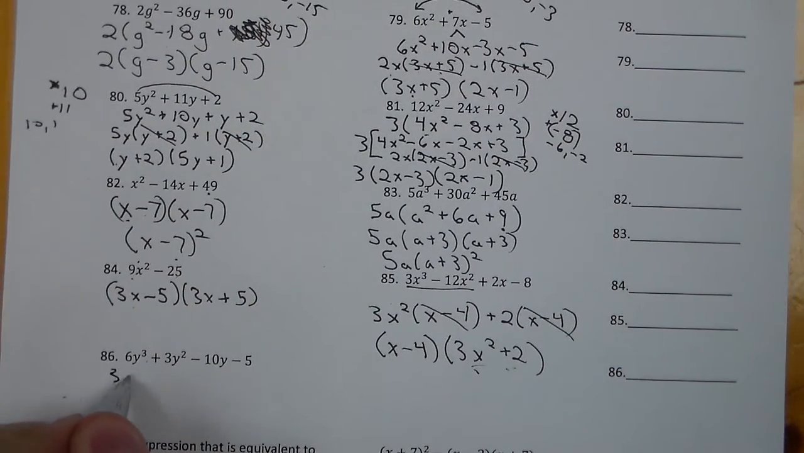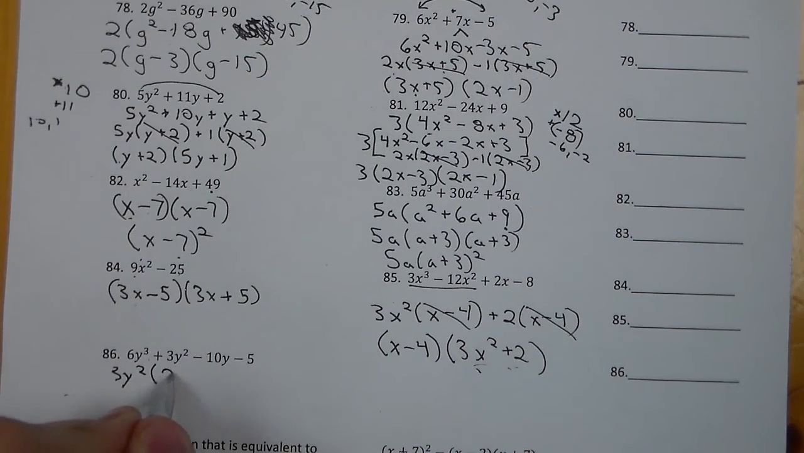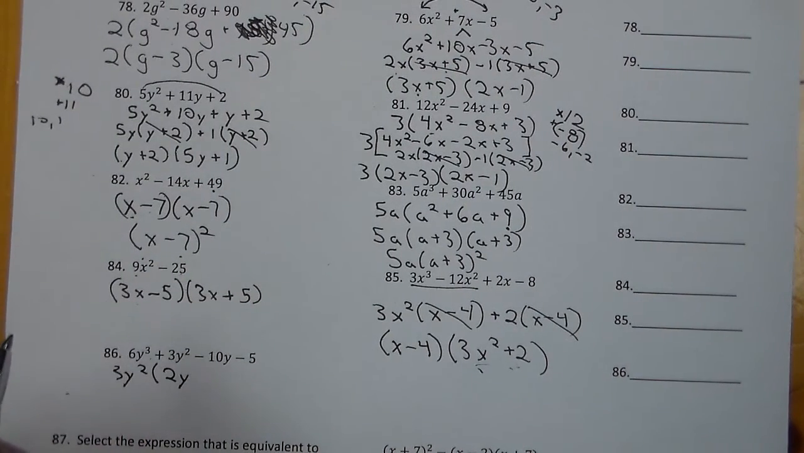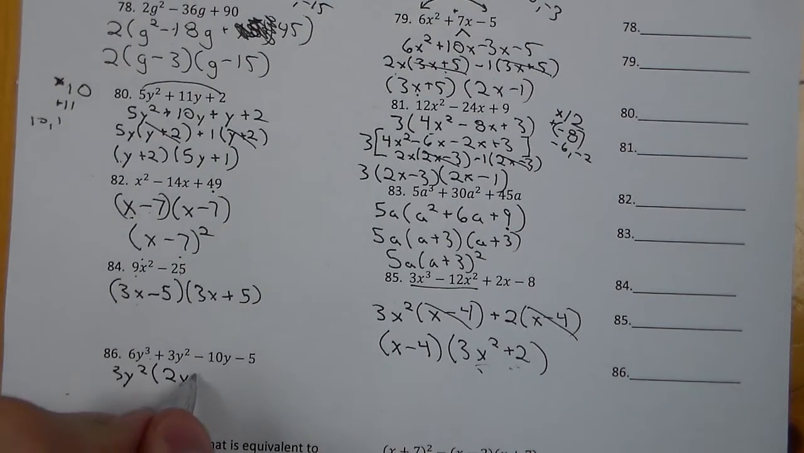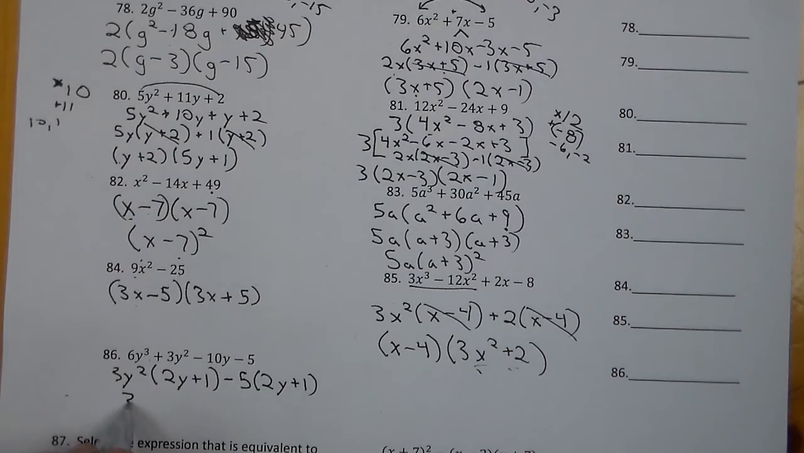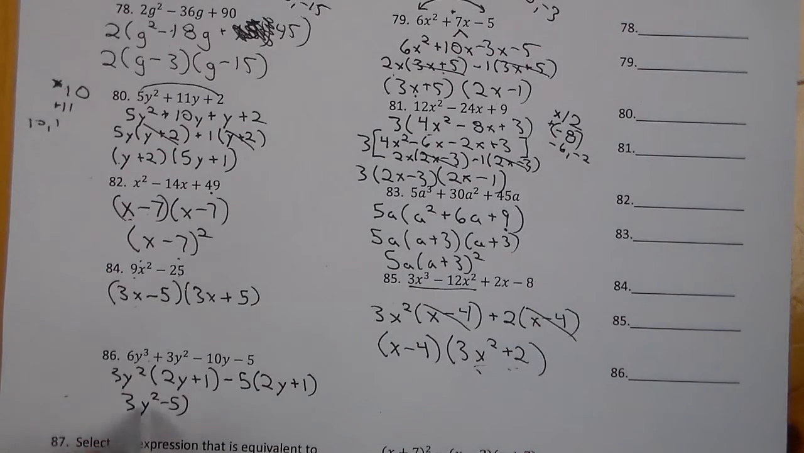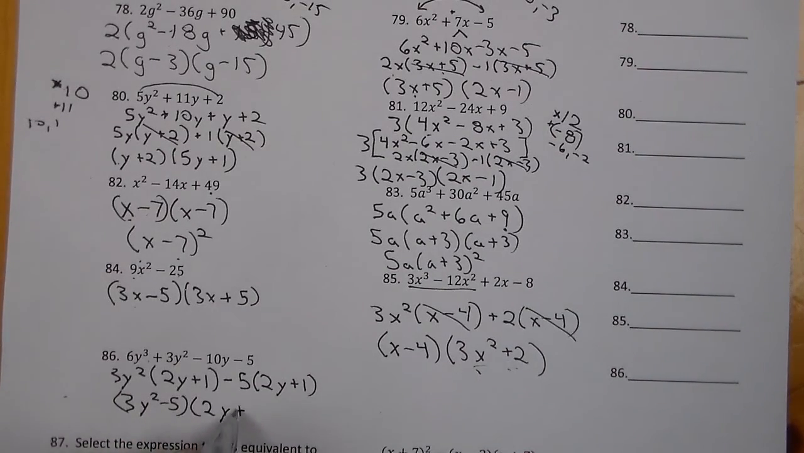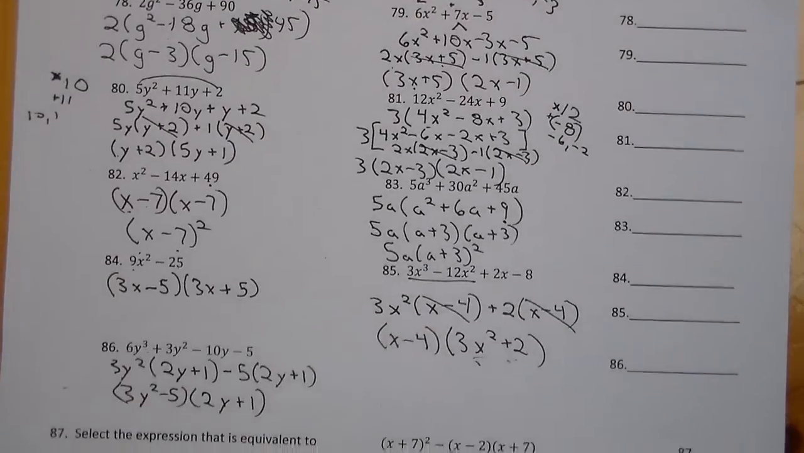86, I can take out a 3y squared. I'm left with 2y plus 1. I can take out a negative 5. I'm left with 2y plus 1. So we got 3y squared minus 5 and 2y plus 1 as my two factors.